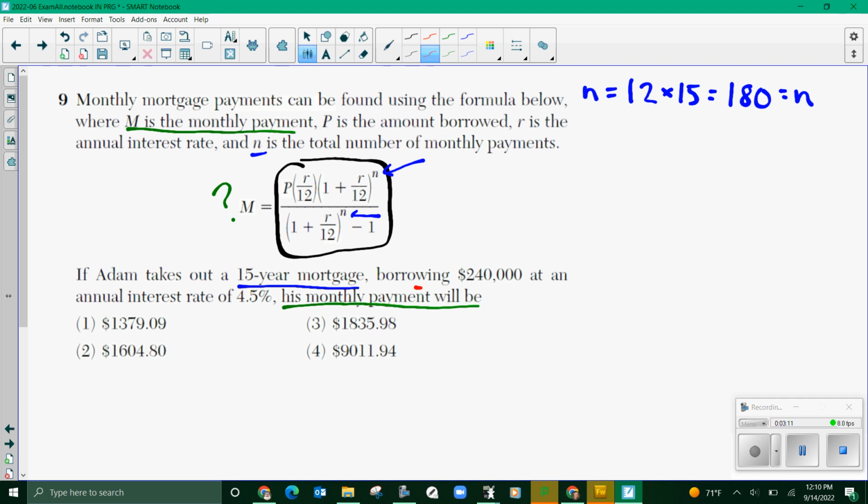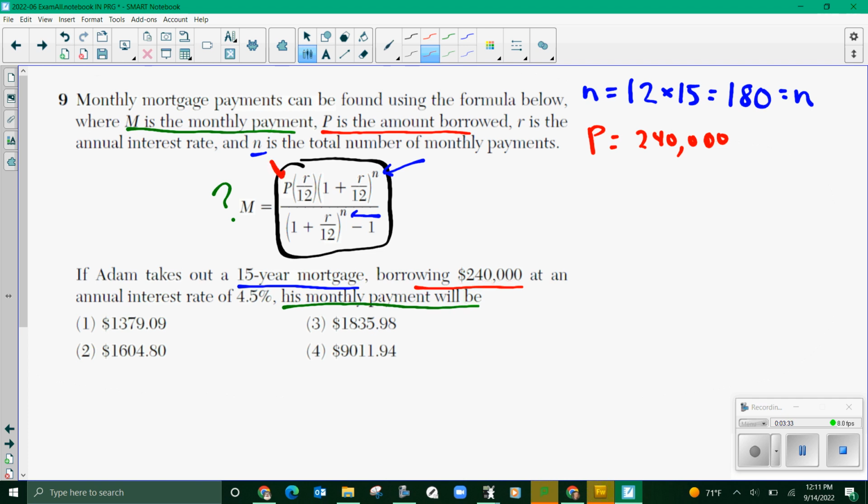Borrowing $240,000. Okay, P is the amount borrowed. So my P is right there. Okay, that's 240,000. 1, 2, 3. Let's put a comma there so it's nice. That's a 0, not a 6. There we go. So that's my P.